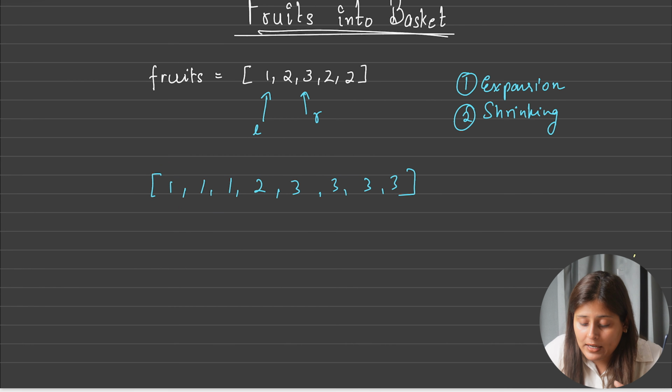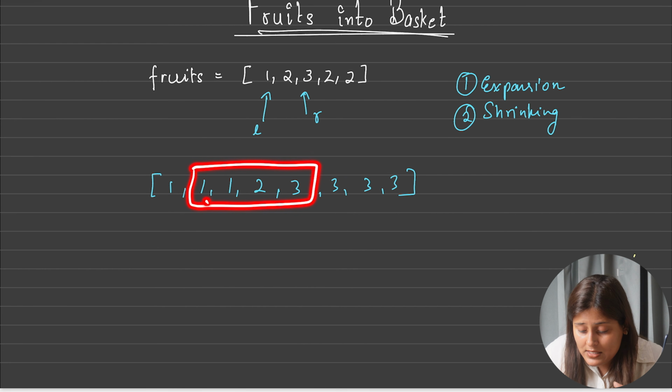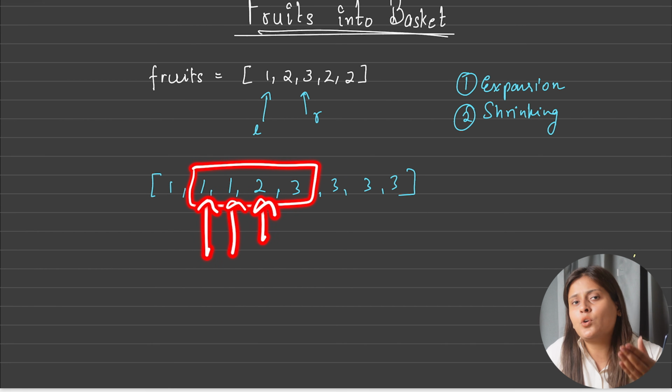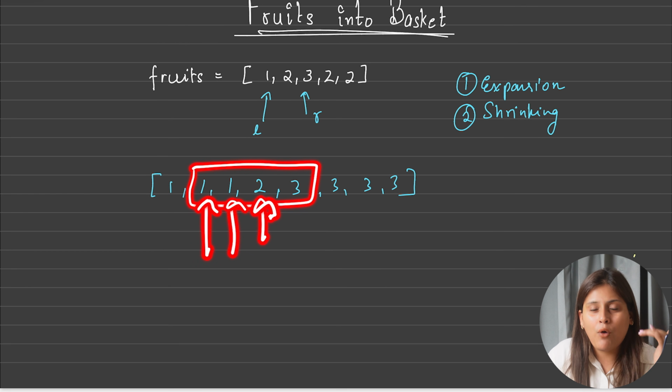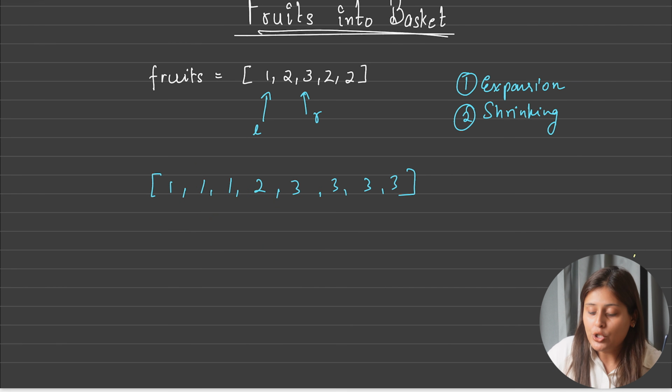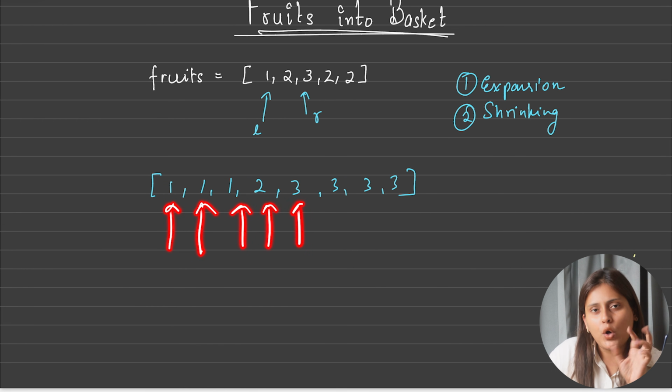Earlier you were doing left plus plus and again starting from this point only, for which this and this point you have already calculated and stored in the hash map. Then why recalculate this? That is why the shrinking phase comes into the picture. So we say let's move the right pointer ahead until it hits the false case.